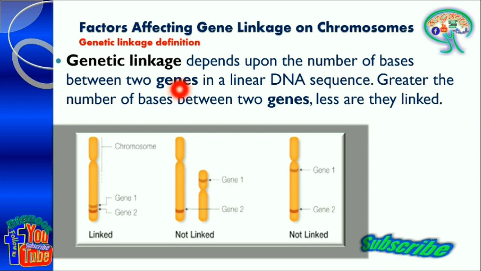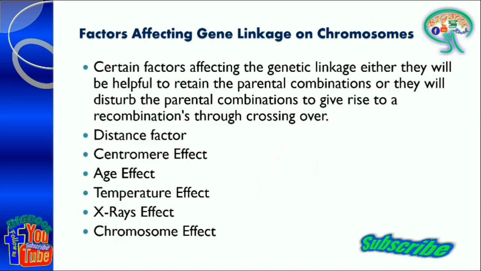So here all the three definitions are mentioning that the genes located together are likely to be inherited together to the next generation. If the genes are apart on the chromosome, they are not going to be inherited together to the next generation. Now here, factors affecting gene linkage on chromosomes.